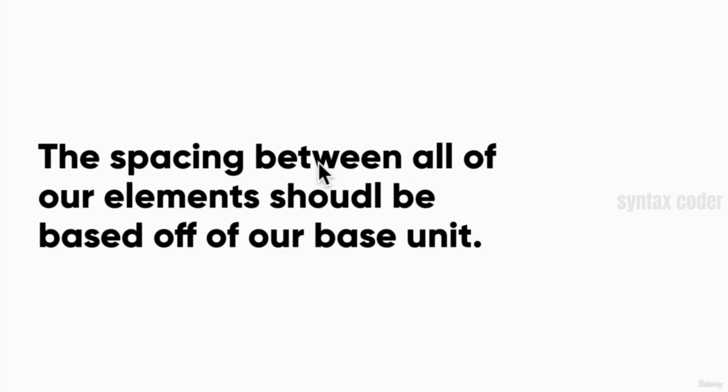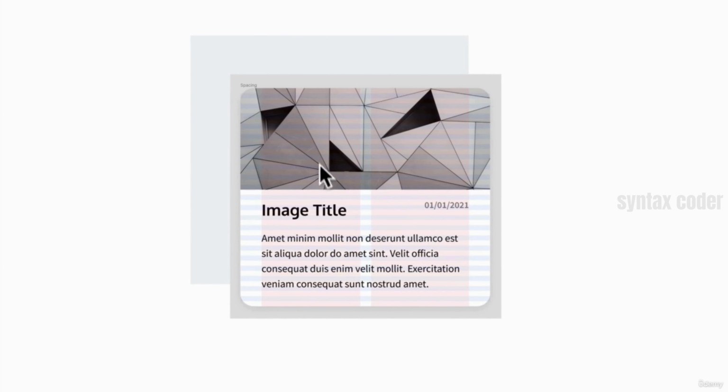Padding. This is the space between all of our elements, and you guessed it, it is measured based off of our base unit. This makes spacing consistent and readable to our users. Think about this card over here. All elements are spaced using increments from an 8-pixel base unit.